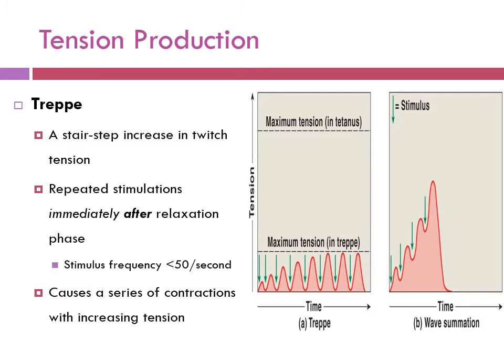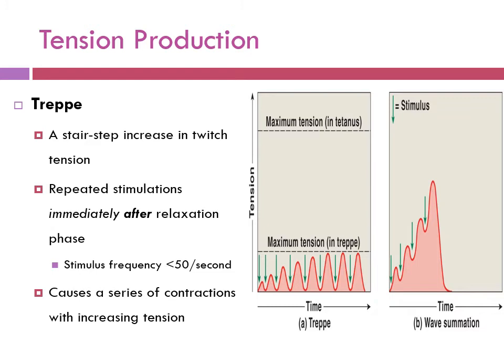Treppe, or treppe, we have yet to figure out exactly how you pronounce that, is a stair-step increase in twitch tension. What that means is you have a repeated stimulus, so the nerve is repeatedly telling you to contract, and that stimulus comes immediately after the relaxation phase. So if you relax and then you get another stimulus, you're going to make a slightly bigger tension the second time. And then another stimulus, another slightly bigger tension. So it causes a series of contractions with increasing tension.